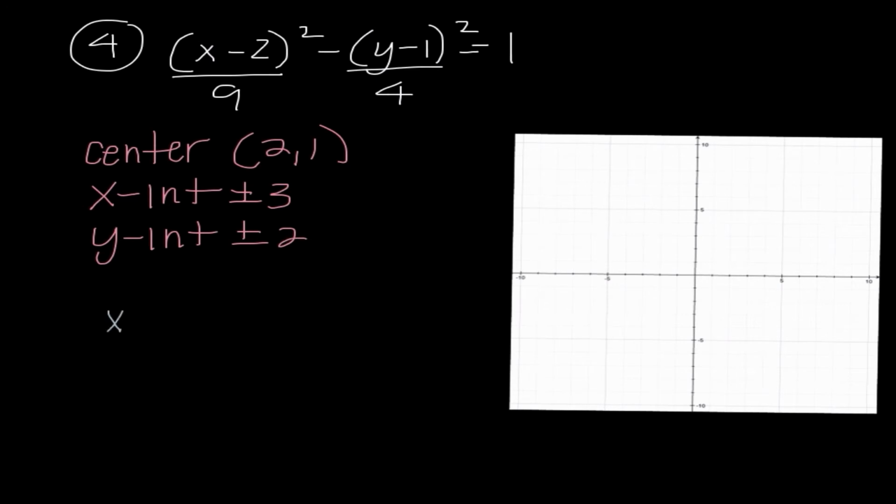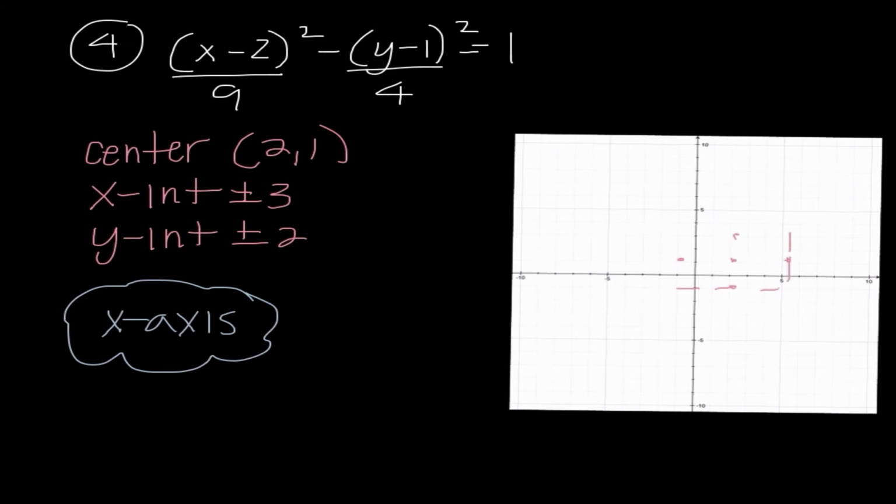I also notice that the x variable is positive, so I'm going to be graphing this on the x-axis. So I'm going to start at 2, 1, and I'm going out 1, 2, 3, 1, 2, 3. I'm going to go up 1, 2, and down 1, 2. And we're drawing our box here. Okay. It's tough when my dots are not perfect.